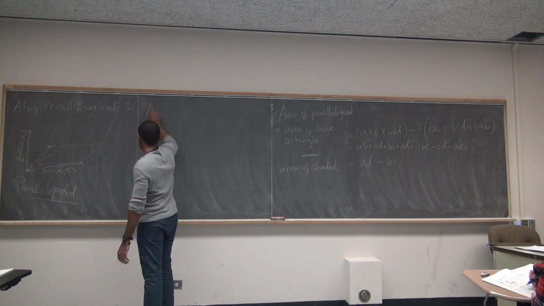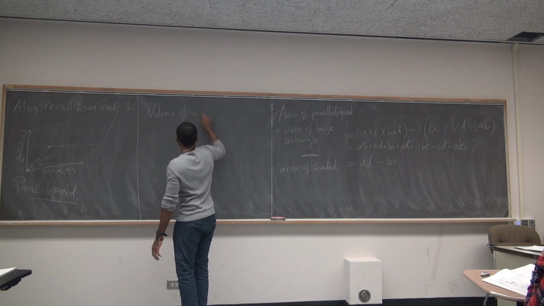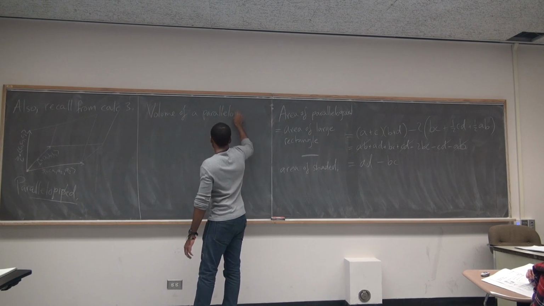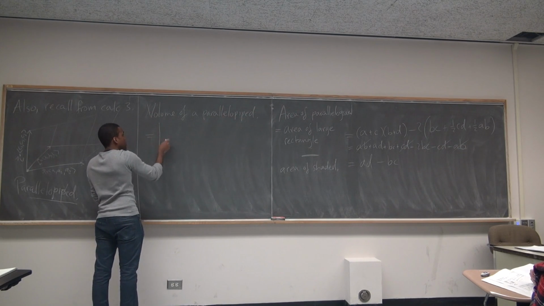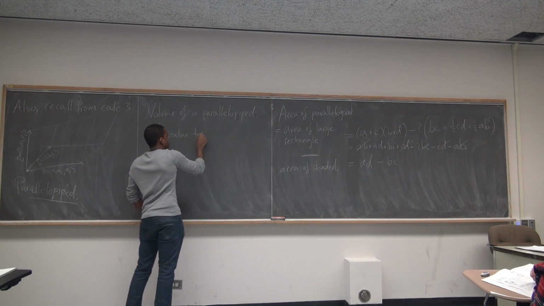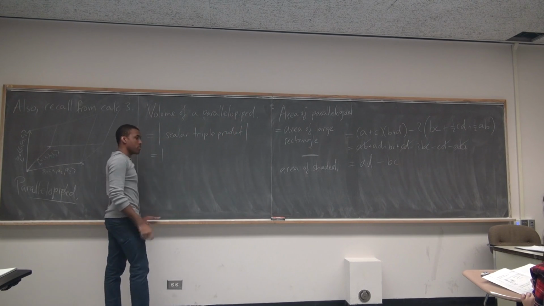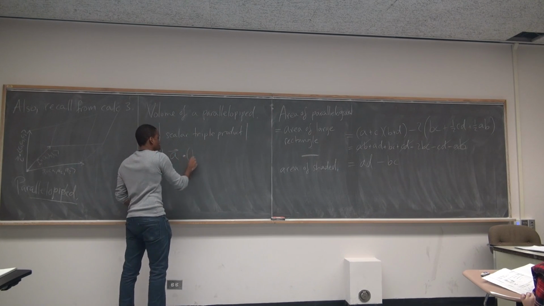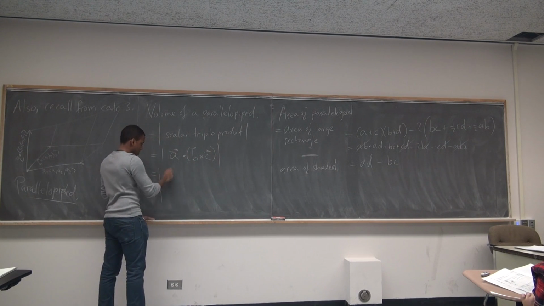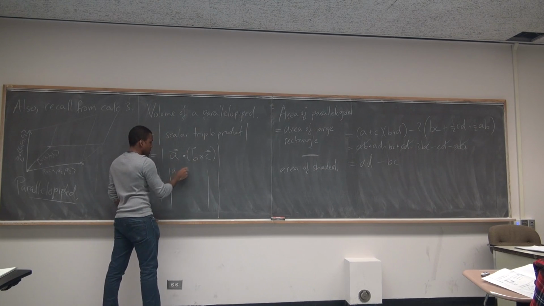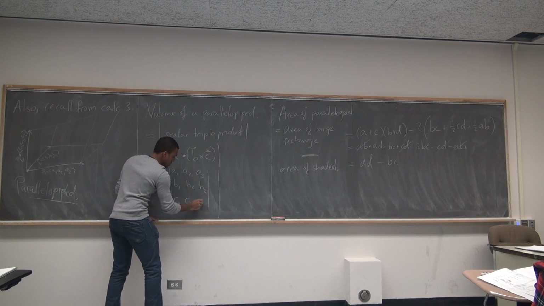Does anyone remember the formula for the volume of a parallelepiped? In Calc 3, this was called the scalar triple product. It was equal to the absolute value of what we call the scalar triple product. The formula was A dot product with B cross C. And when you actually worked out what that was, it turns out it would look like this: A1, A2, A3, B1, B2, B3, C1, C2, C3.